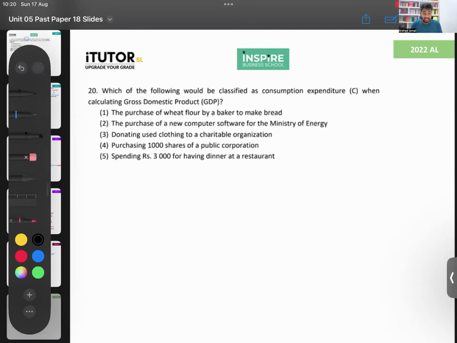Consumption expenditure is the expenditure made by households to consume final goods and services. So which one of these is a household consumption item? Number 5, right? You go and have dinner outside. That will be included under private consumption. Shares we will not include. Donations we will not include. Purchase of wheat flour by a baker, that is intermediate consumption, that also we might not put. Purchase of new software by the Ministry, that you can put under investment, expenditure made by businesses.